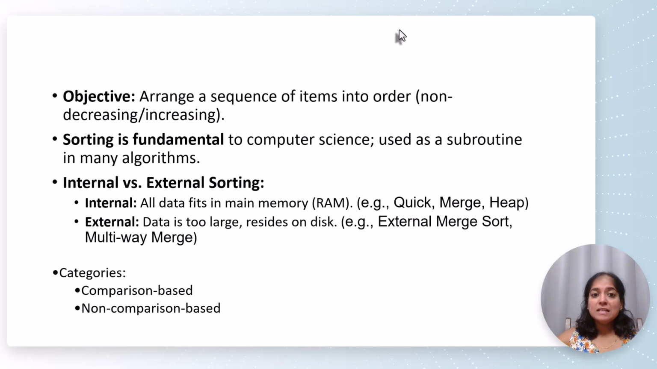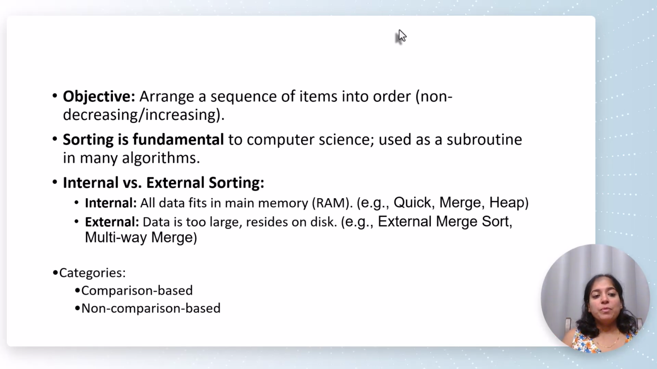Sorting is arranging the elements in a particular sequence, like arranging them in ascending order or descending order. Sorting is one of the very fundamental concepts of computer science. We use it as a subroutine, as a built-in function in various programming languages like Python and Java. So sorting is arranging the elements in ascending or descending order, or we can say in increasing order or non-decreasing order.